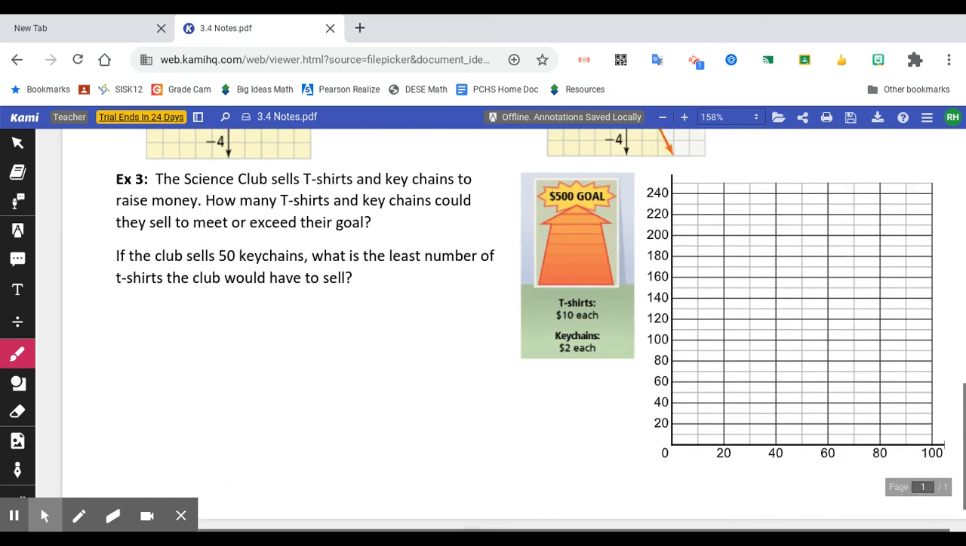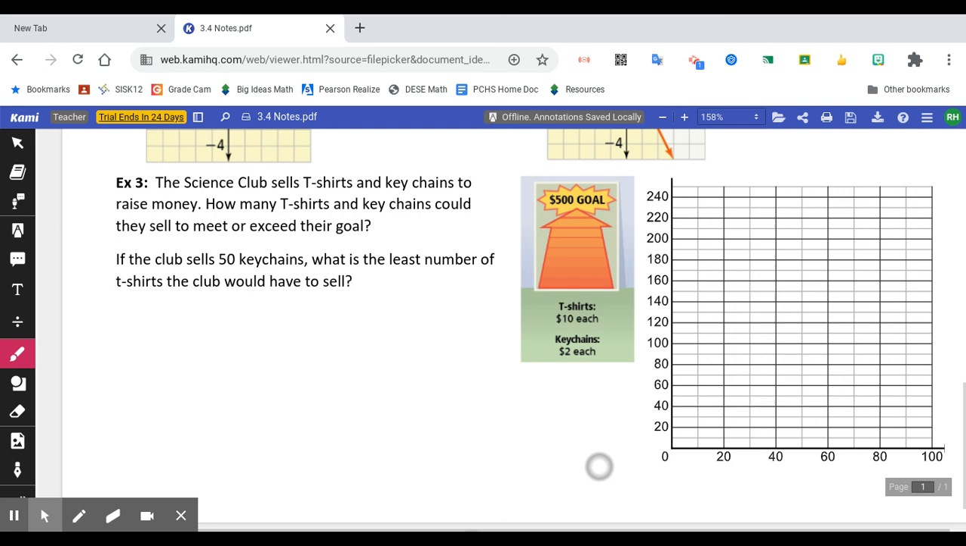Okay, good job. Here we go. Last thing. One more word problem in here. So the Science Club sells t-shirts and keychains to raise money. How many t-shirts and keychains could they sell to meet or exceed their goal? If the club sells 50 keychains, what is the least number of t-shirts the club would have to sell? So, it gives you your information over here.